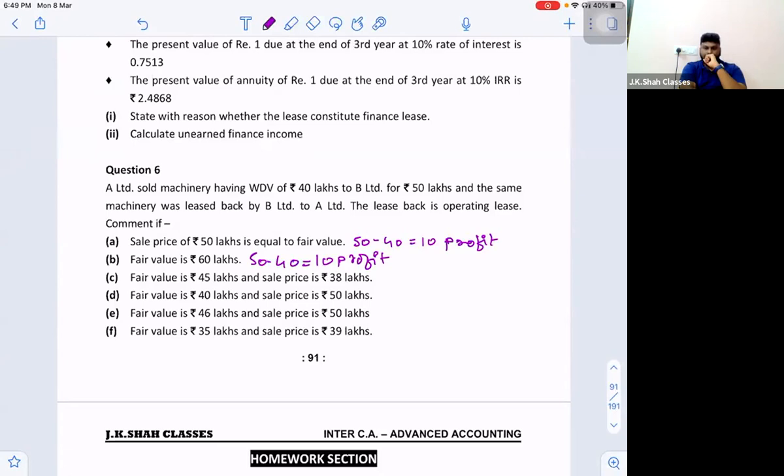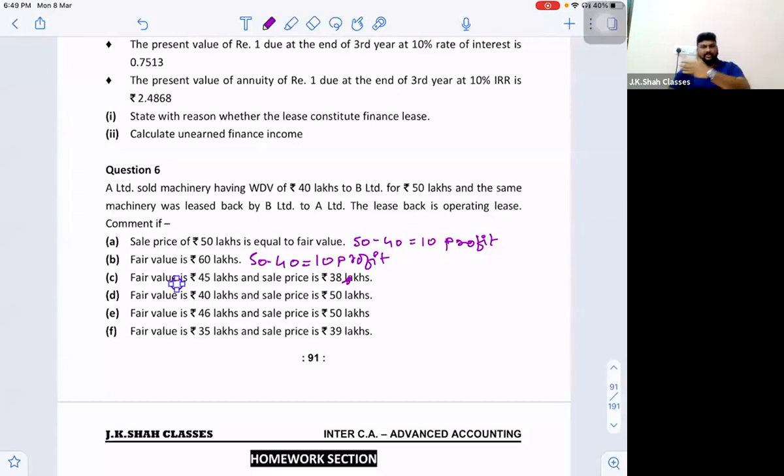Completed. Now third point. Fair value 45 lakh. Book value is same 40 lakh only. But now they say, what if the selling price becomes 38 lakhs? Sir, point number 1. Selling price is less than the fair value. So first point, that amortization of profit will not come.